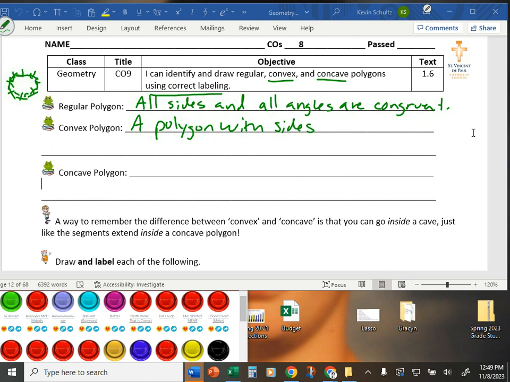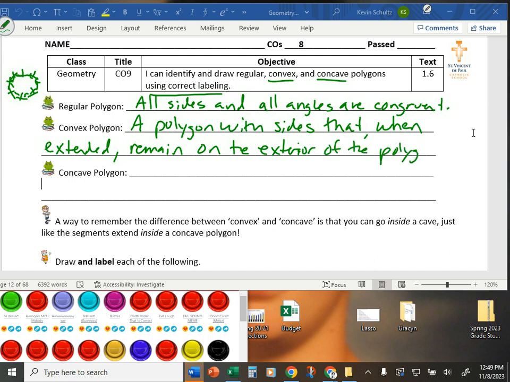with sides that, when extended, remain on the exterior of the polygon. A polygon with sides that, when extended, remain on the exterior of the polygon.